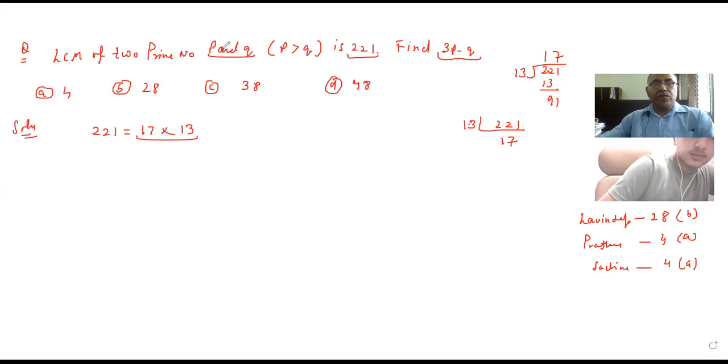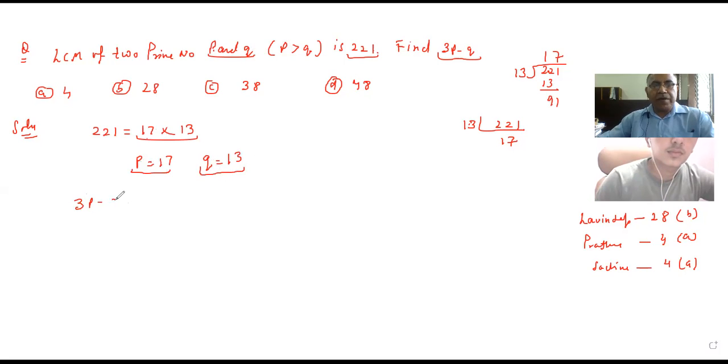Both 17 and 13 are co-prime. Now he's saying LCM of two numbers P and Q. So इनमें से one number is P and second is Q. P should be more than Q. तो P मैं 17 ले लूँ because ये बड़ा होना चाहिए और Q कितना है 13. Because it is given that P is greater than Q. So I will take P as 17 and Q as 13. Now I want to find out the value of 3P minus Q. Substitute the value in place of P and Q. So this is 51 minus 13, which is equal to 38. So that implies C is the correct answer.